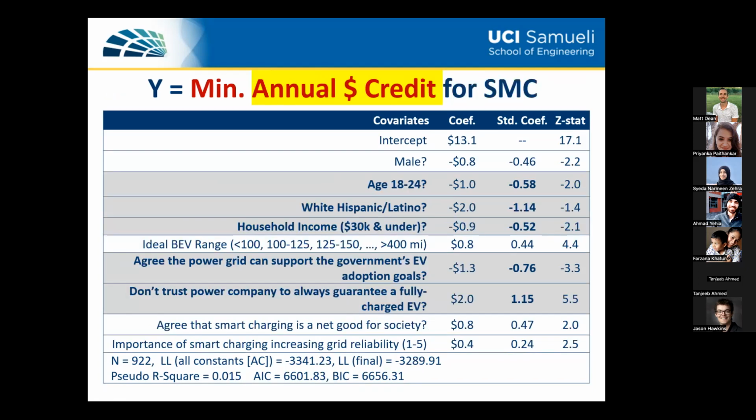If I skip now to the annual credit, we find that those who do not identify as white or Hispanic Latino, agree that smart charging is a net good for society, and perceive smart charging's benefit of increasing grid reliability are estimated to have higher minimum annual payments to allow supplier-managed charging. Those who are young adults between the ages of 18 to 24, have a maximum household pre-tax income of $30,000, and agree the power grid can support the government's EV adoption goals place a lower value on annual bill payments to permit supplier-managed charging.